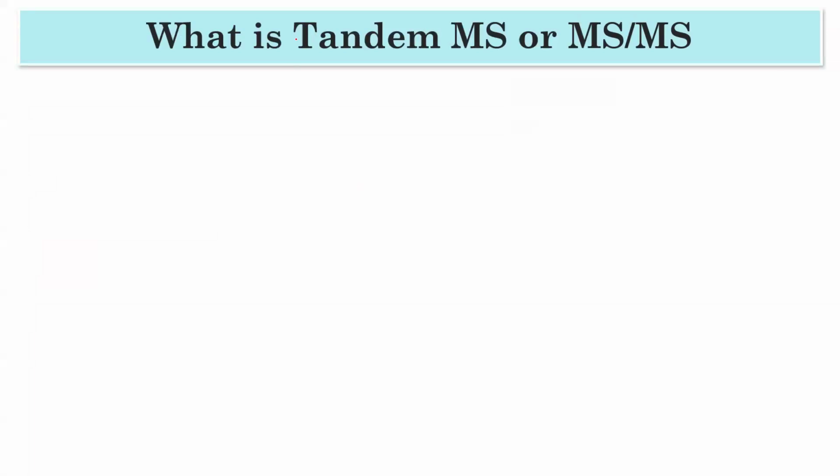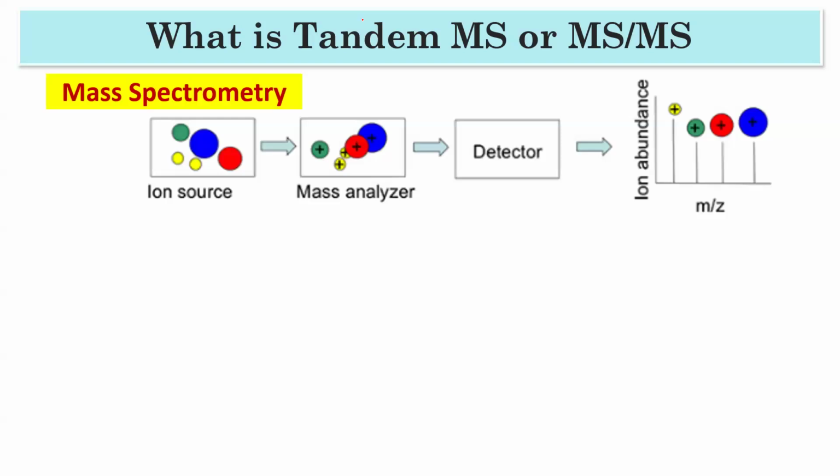Okay, so someone was asking what is tandem MS. Tandem MS is just, we can say tandem is like two MS, MS-MS. Okay, so what's happening?